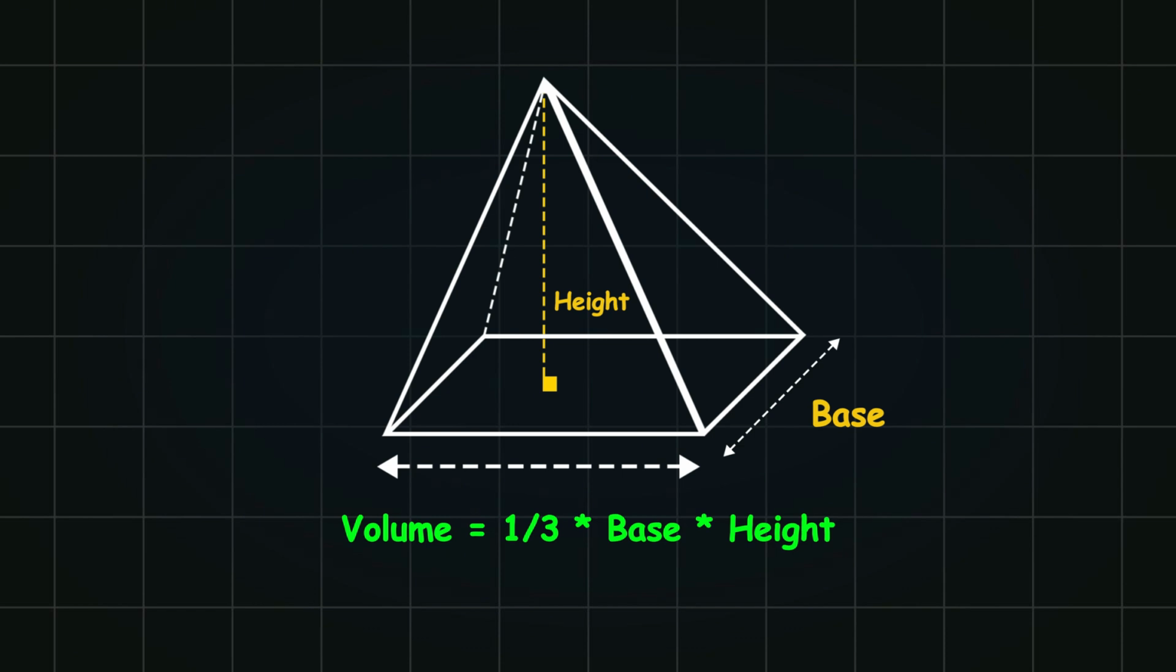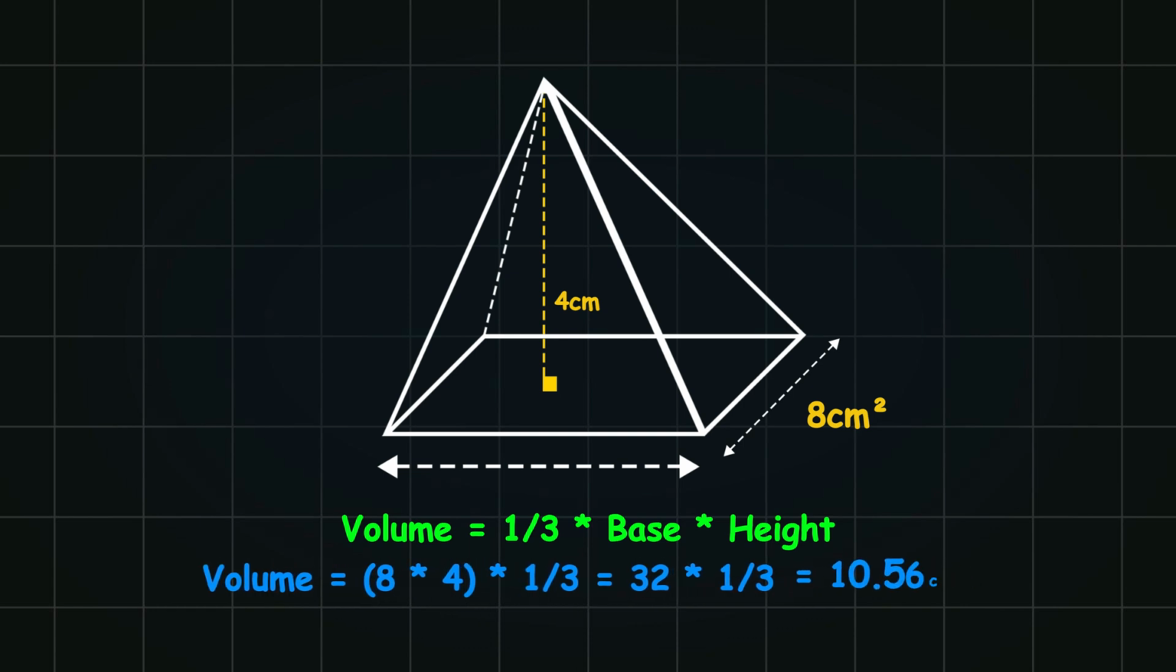So let's imagine that the height was 4. So let's write big H equals 4. The base area is 8 centimeters squared. So now you're just going to want to do a third times base times height. Let's first do base times height: 8 times 4 equals 32. Now we're going to want to do 32 times a third, which is 0.33, and that's going to give us an answer of 10.56 centimeters cubed. So that's really simple, guys.